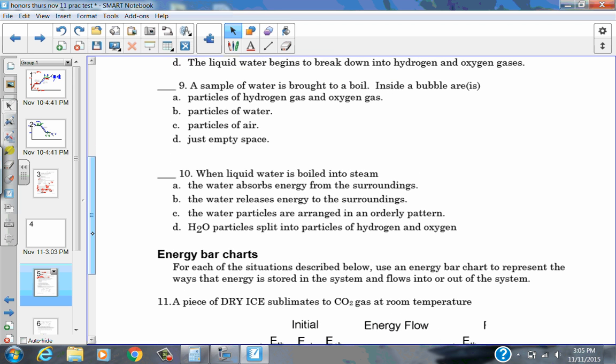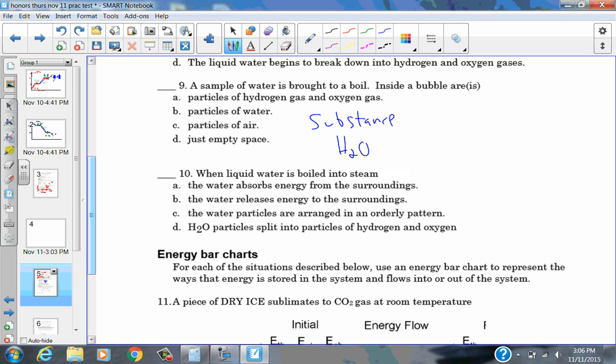Sample of water is brought to a boil. Inside a bubble, what's in there? Well, what we're doing is we're changing a substance. That substance is good old H2O. And we are changing it. Well, we're not changing it into a new substance. We're not destroying its integrity. Nothing of that's been mentioned. We're simply changing its phase. So what's in there? Particles of water.